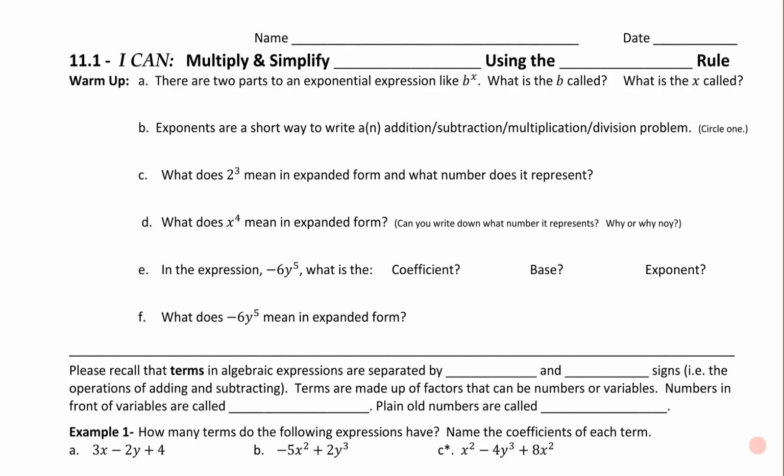Okay, we are ready to cover Unit 11. We're going to learn some really cool stuff about exponents. So the I can statement for 11.1 is I can multiply and simplify monomials. So we're going to write the word monomials right here using something called the product rule for exponents.